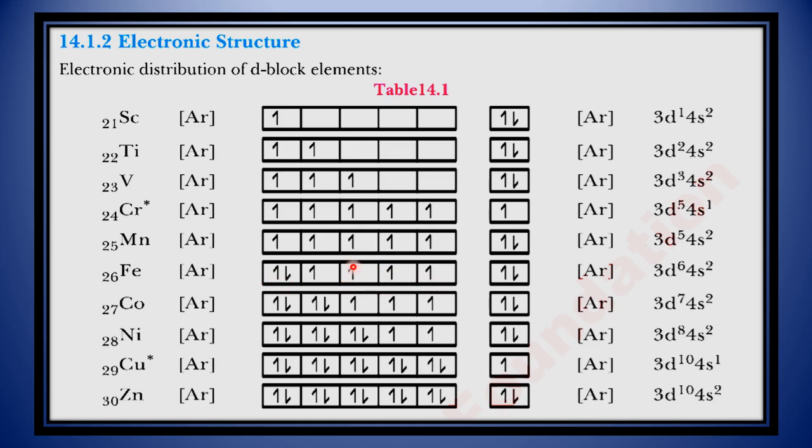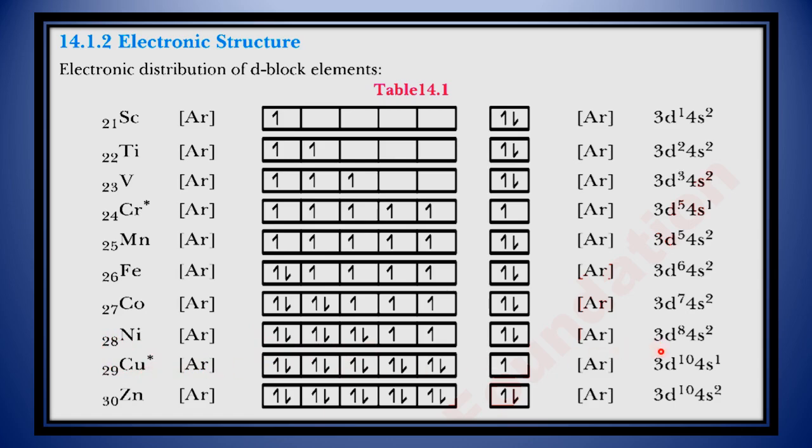As you have seen, when we started from scandium, the number of unpaired electrons were increasing. But from iron onwards, the number of unpaired electrons is going to get decreased. As you can see in cobalt, atomic number 27, it is going to have two paired up degenerate d orbitals. For nickel, we are going to have three degenerate orbitals which are paired up. Now students, look at the configuration of copper and nickel.